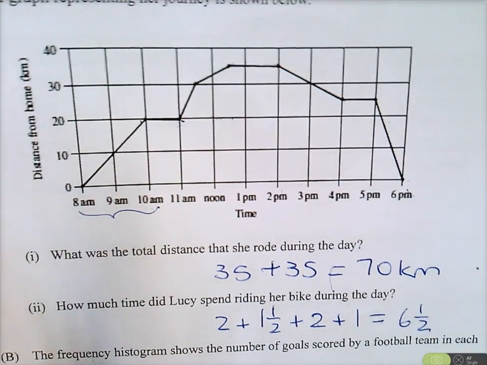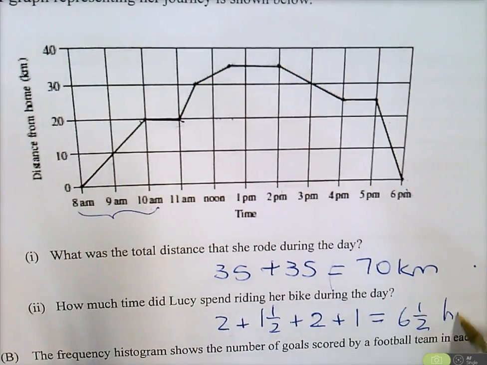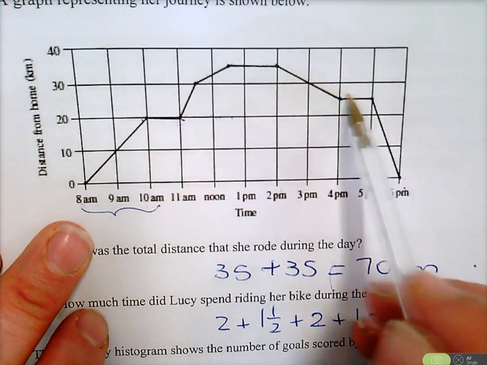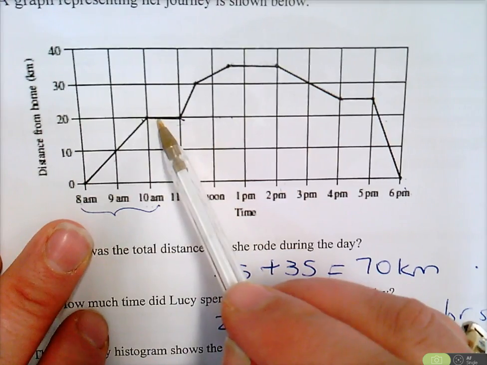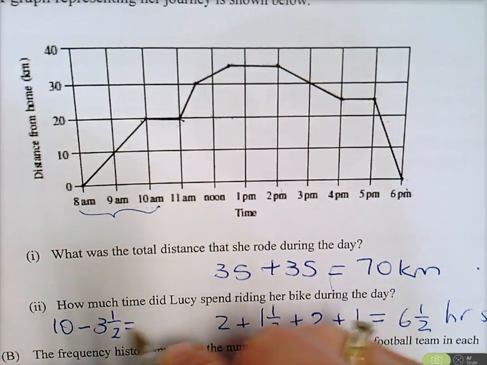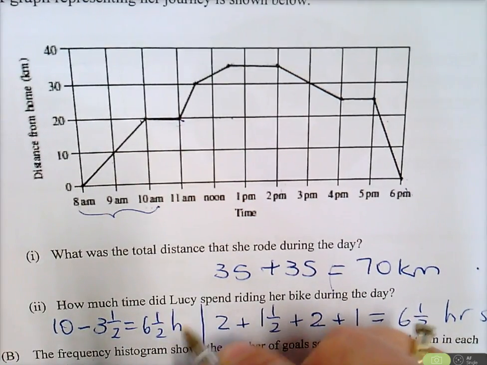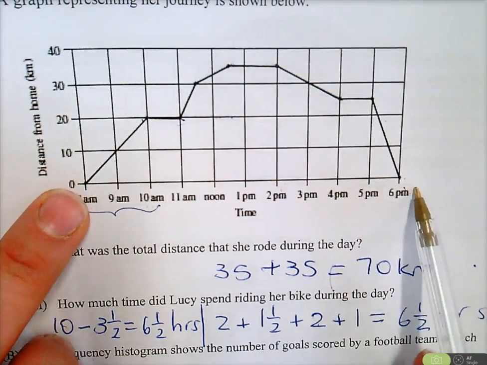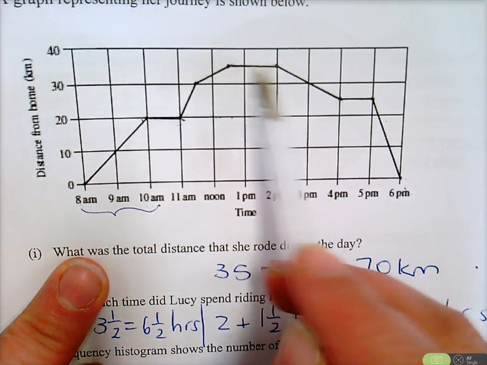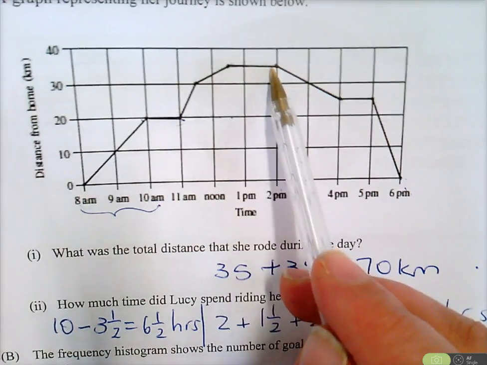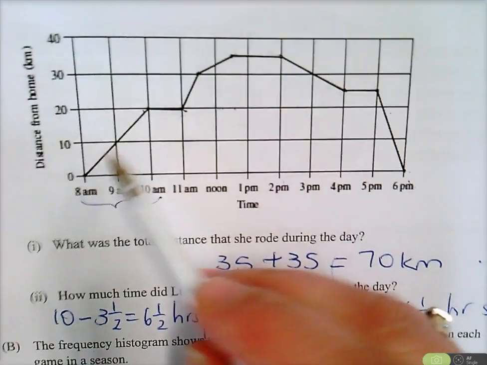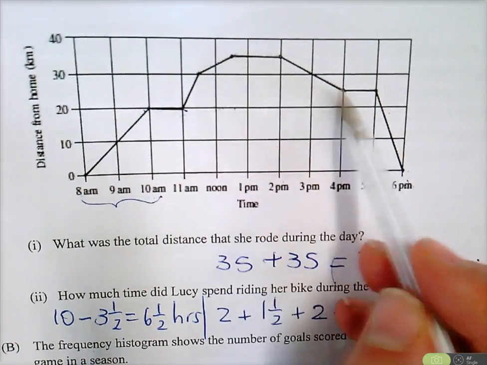6.5. The other way you could have done it is to go, well, from 8 a.m. to 6 p.m. is 10 hours, and I'm going to take out all her rest breaks. Or you could have done 10 hours minus 3.5 hours is 6.5 hours. Because if the whole lot's 10 hours, here's resting for an hour, that's resting for an hour, and this is resting for an hour and a half. So 10 minus 3.5 is 6.5, or you could just add up all the bits where she's moving.